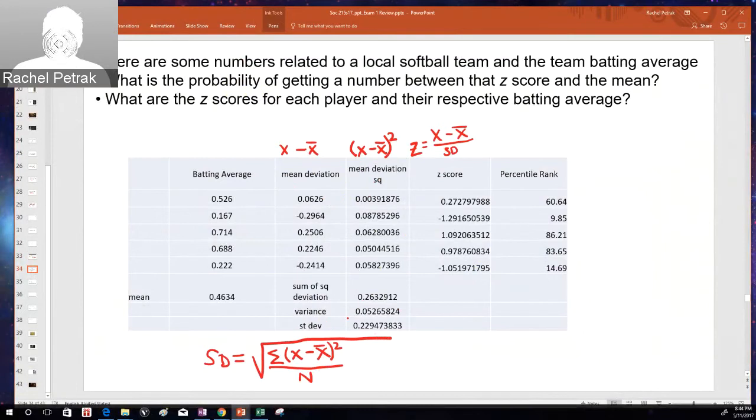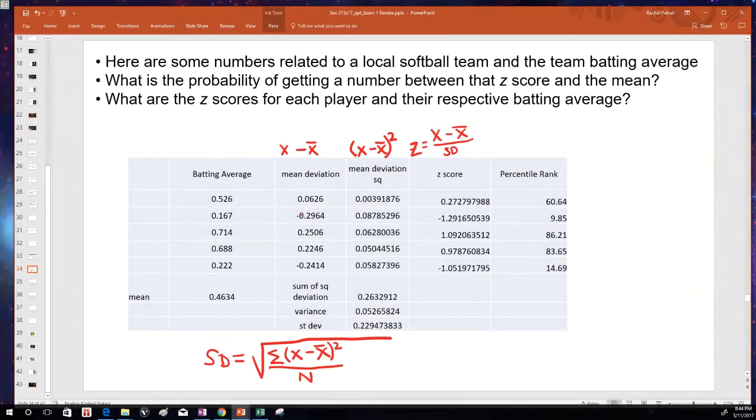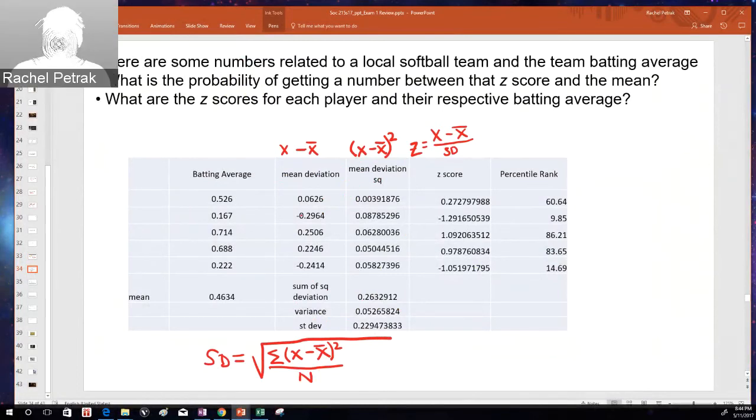And you can see we have cells here that represent each of these terms stepwise. So you can use these data to practice finding some of these numbers. I do want to leave us some time to do review exercises, so I'll let you practice that on your own. But let's think a little bit about this next question, the probability of getting a number between a particular z-score and the mean.